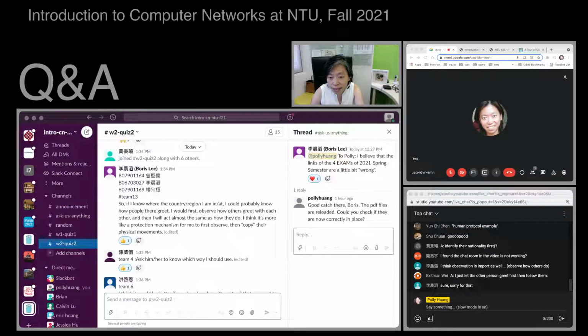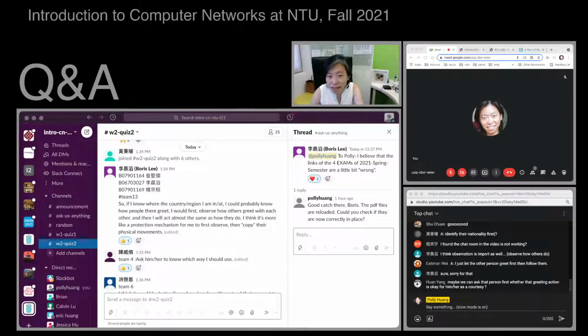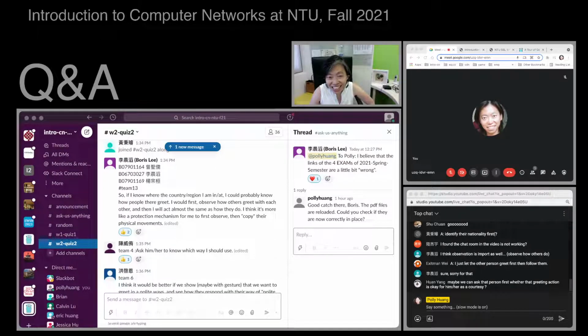So I see that Chen Tao added the team members and the team numbers, and then the solutions. Great. Huan Yang, maybe we can ask that person first whether that greeting action is okay for him or her, as a courtesy. Yeah, definitely, it doesn't hurt to ask. You say hi, just like the protocol for asking for the time, isn't it? A very brief hi.